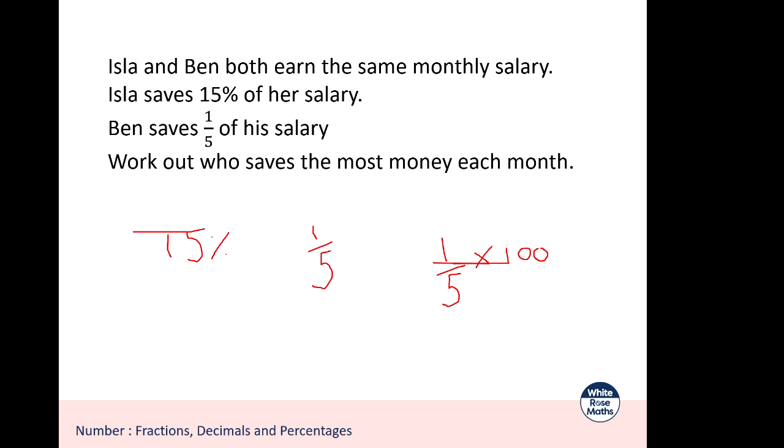You're saying Ben, and you would be exactly correct. 20%. So the answer is Ben, because Isla saves less than 20%. So it's comparing your fractions and decimals. Yep, spot on, Jupiter. You are correct.